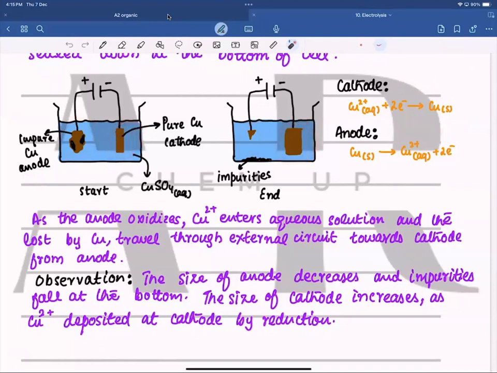And as the ions in the solution and the electrodes are of copper, the color of the solution does not change. The color of the solution only changes when we have graphite electrodes and copper sulfate is the electrolyte. That's what we have studied in the last class.